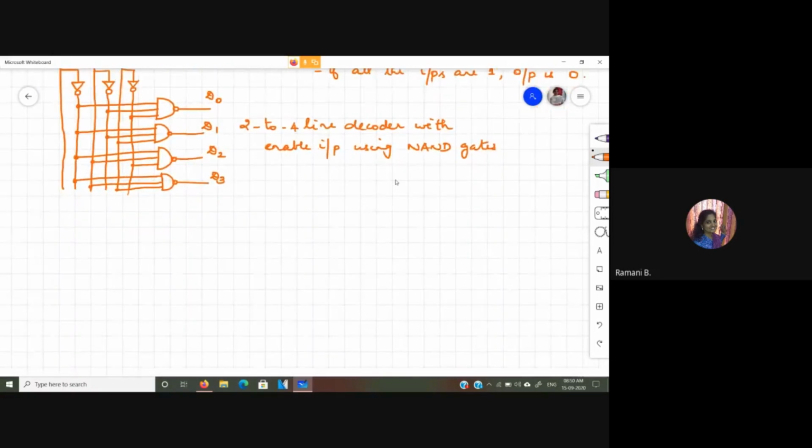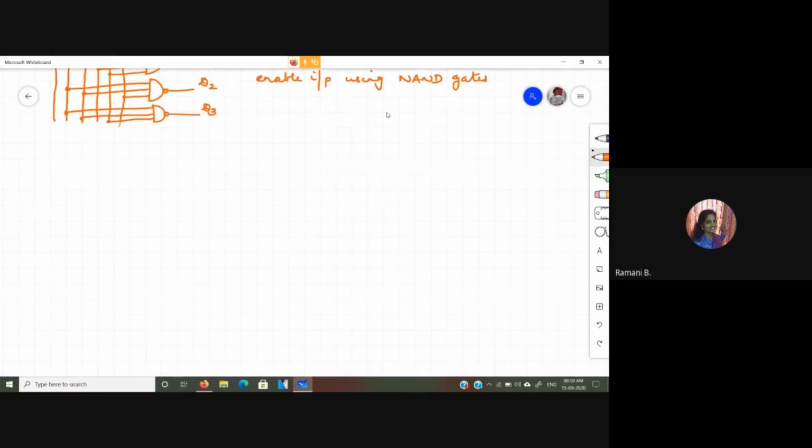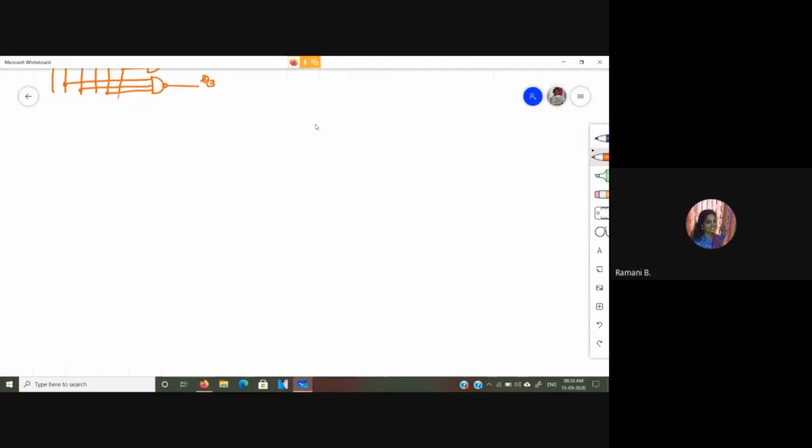So having this enable input actually helps us to implement higher level decoders. So let us see an example. We shall use block diagram representation. Construct a 4 to 16 decoder using 3 to 8 decoders.